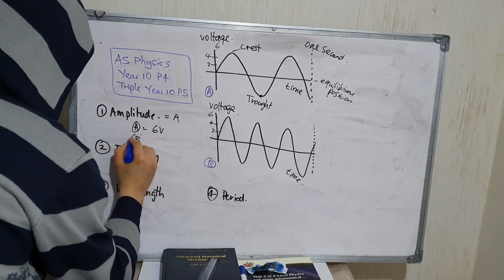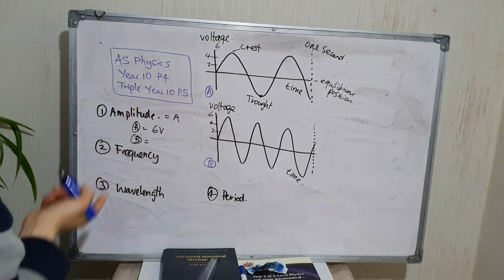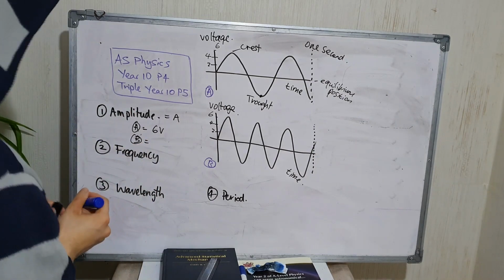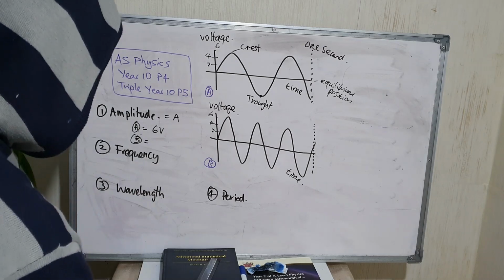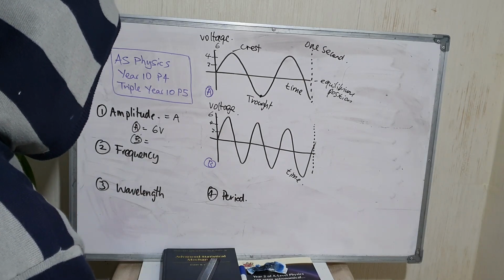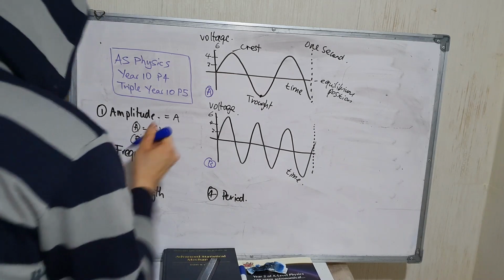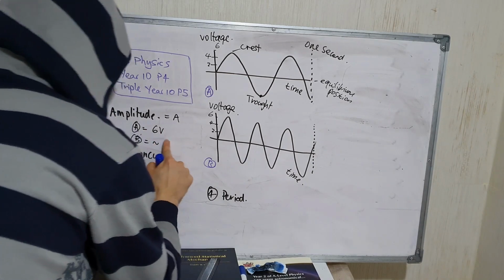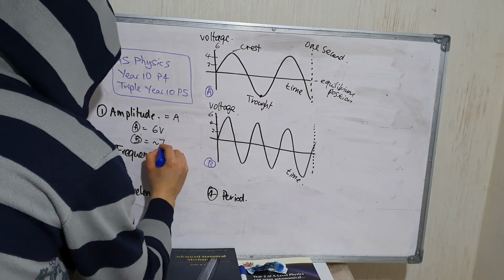For wave B, what's the amplitude? Now it's more than 6. What is it going to be? Is it 6? Is it 7? Shall we say it's about 7? So that is approximately equal to 7 volts.